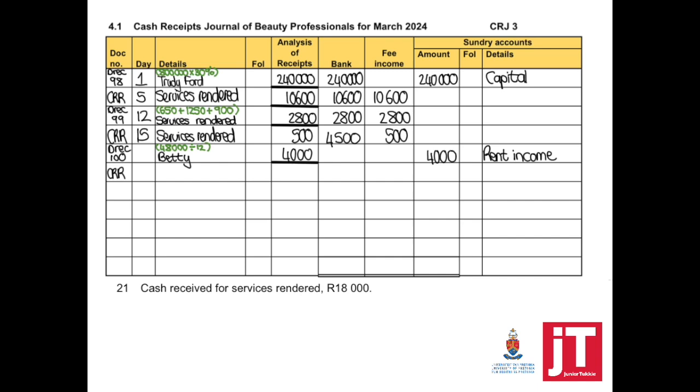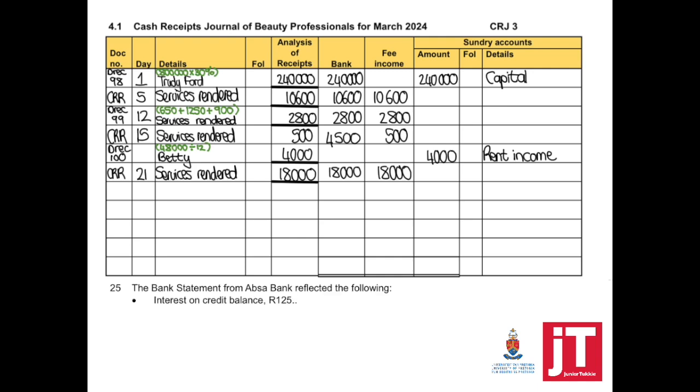Cash register roll, my source document number. On day 21, from who did I receive the money? Services rendered, analysis of receipt, 18,000. It's the only transaction on that day, so you draw a line. How much should we deposit in our bank account? 18,000. For what reason? For fee income.